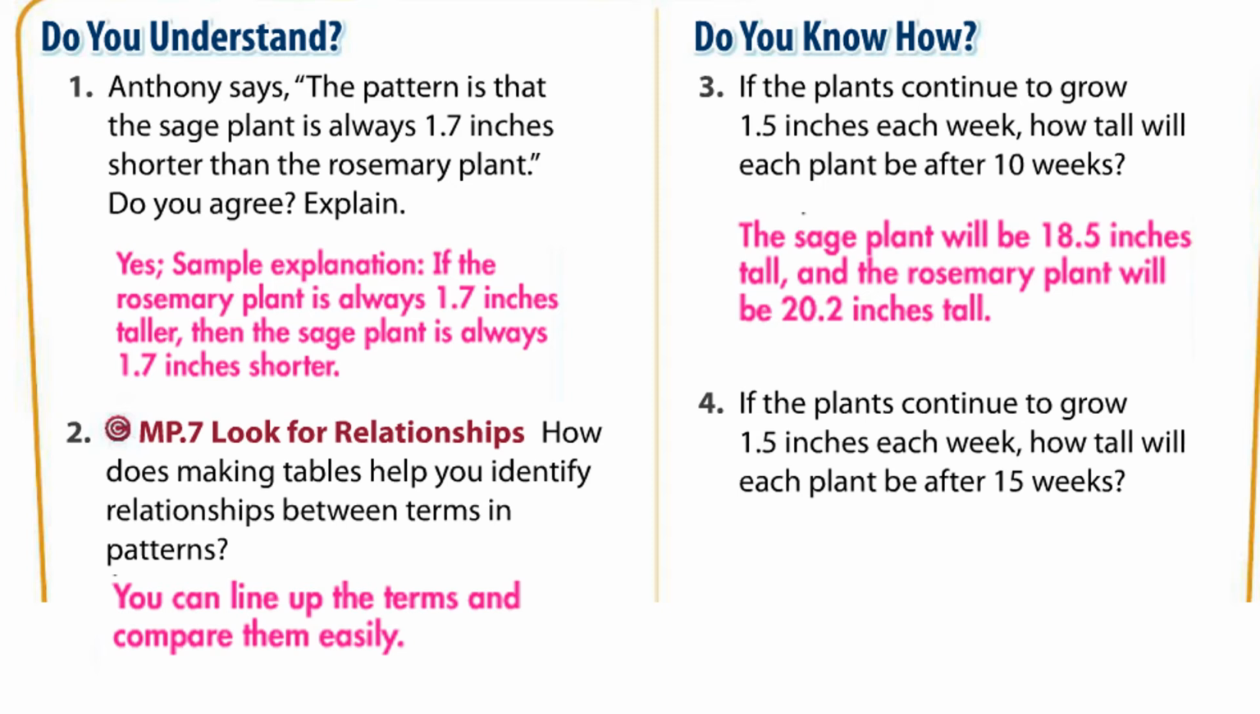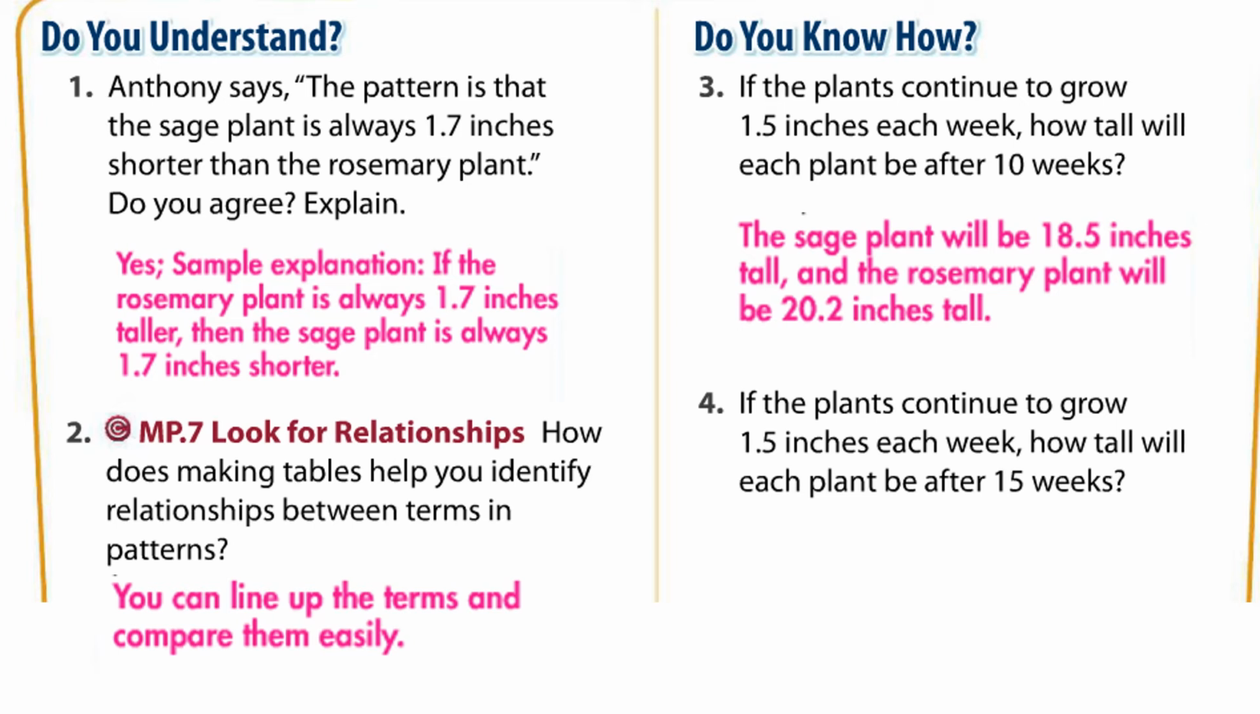Also now, after multiplying 1.5 by 10 weeks will be 15. Just add it to the rosemary plant, which was 5.2. 5.2 plus 15 exactly will be 20.2. So you can answer this question in two ways: completing the tables to get how many after 10 weeks, or you can multiply 1.5 by 10, then add to how tall they were.